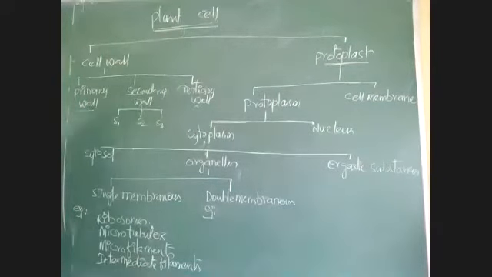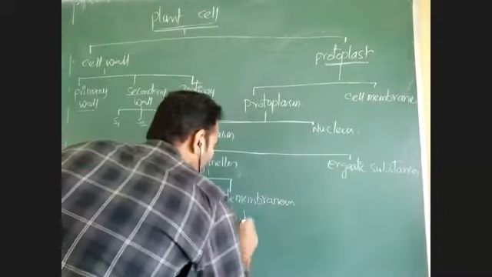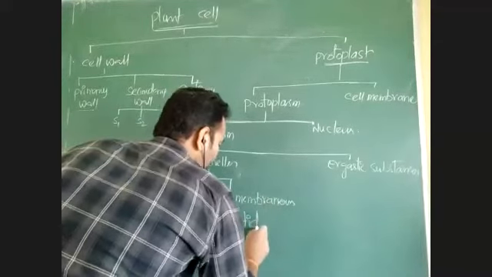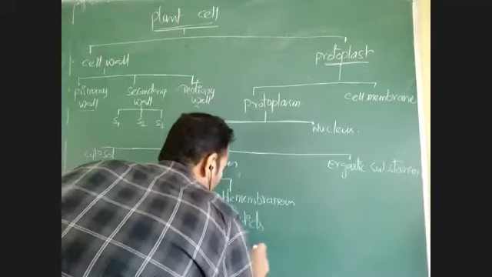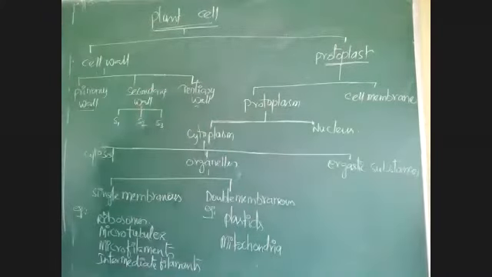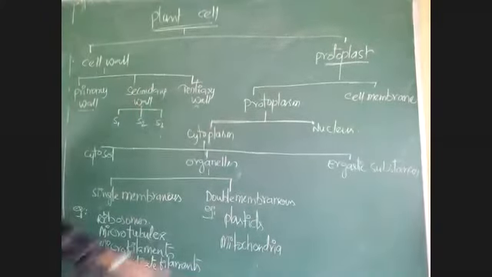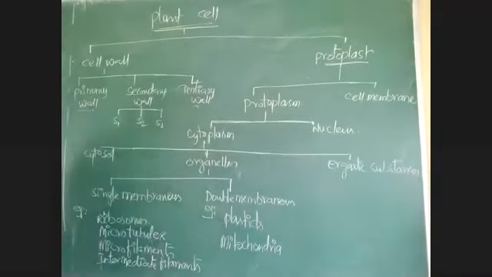Coming to double membranous organelles which are present in cells, there are majorly two. They are plastids and mitochondria. Plastid means chloroplast and so on. Mitochondria, you know.